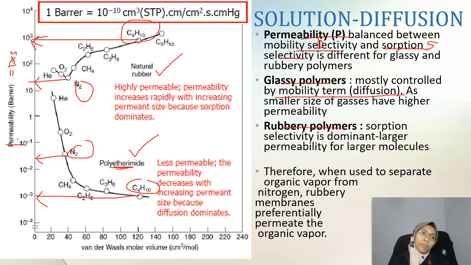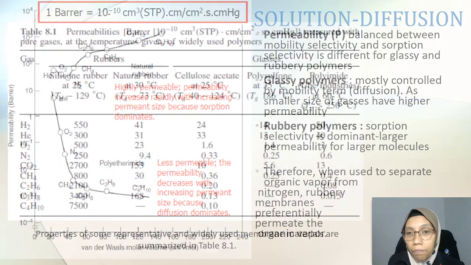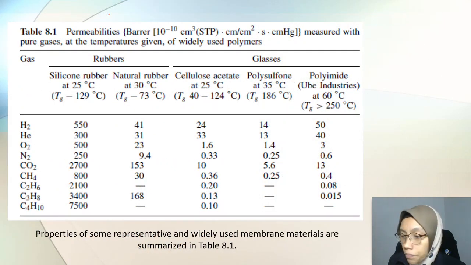The unit of the permeability is 1 bar, which is equal to this unit. It's a conversion unit. If you notice in the paper, basically they are using the unit of bar. So you should know that the bar means this conversion unit.